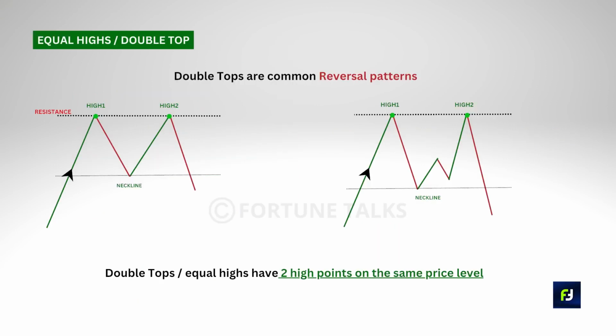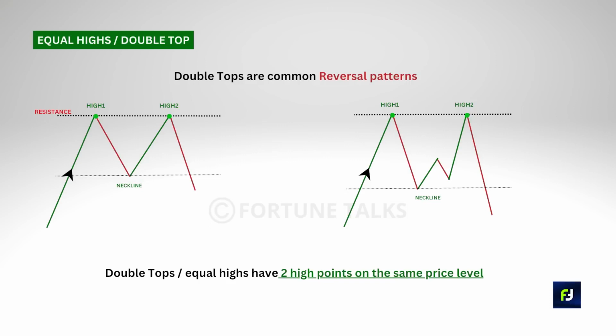Now, the second diagram shows equal highs. It means that we have two high points on the same price level. This is also known as a double top pattern. Like a double bottom, this is also a common reversal pattern that you can find on charts. If you have clearly understood how liquidity and retailer mindsets work in case of a double bottom, then understanding the logic behind double tops or equal highs is just a piece of cake.